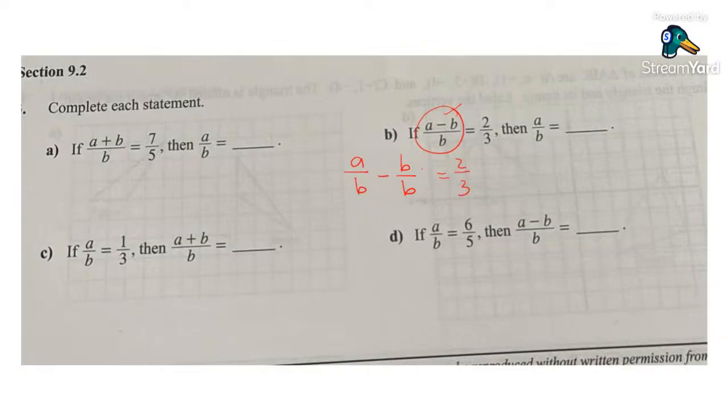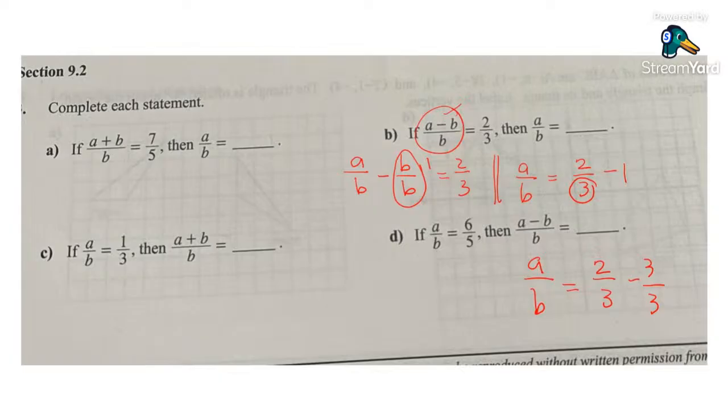However, the B over B here is actually equal to 1. So what we will do is we will just move the 1 to the other side. 2 over 3 minus 1. This is the one I was saying. When the denominator is 3, then A over B will be equal to 2/3 minus 3 over 3. When it's 4, 4 over 4, because you are defining what 1 is in this fraction. So you will have a negative 1/3.